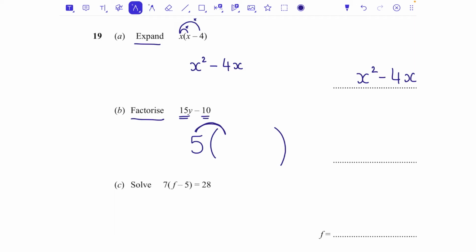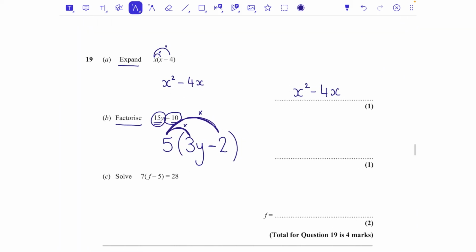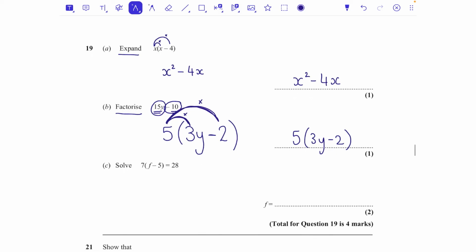What would I need to multiply that 5 by to get 15y? Well, I would need to multiply it by 3, and also I would need to multiply it by a y. So 5 times 3y would give me the 15y that I'm looking for. And then 5 times what is going to give me minus 10. I would need this to be minus 2. Remember, you're multiplying, so working backwards, it's going to need to be minus 2. And that's our answer, 5 lots of 3y minus 2. Factorise means putting it into brackets.